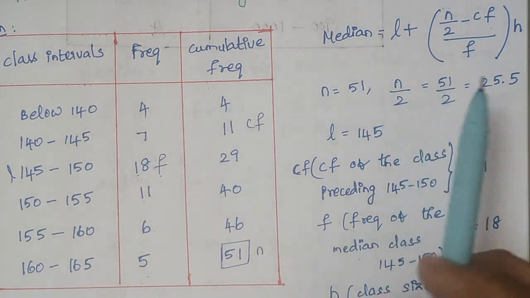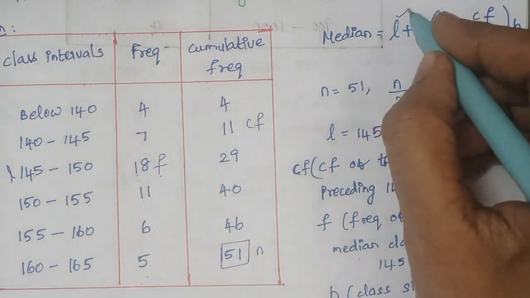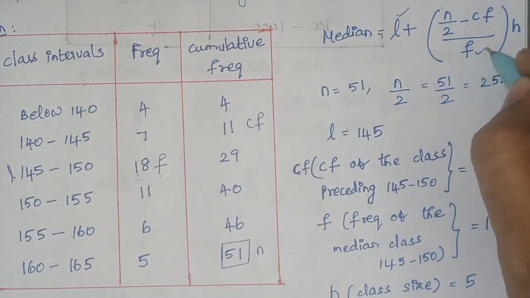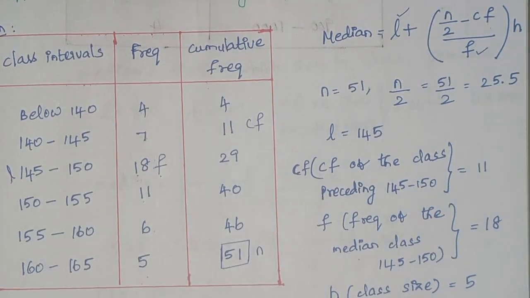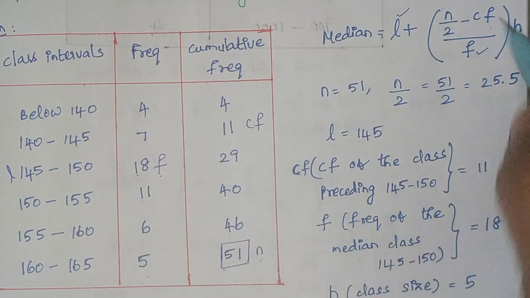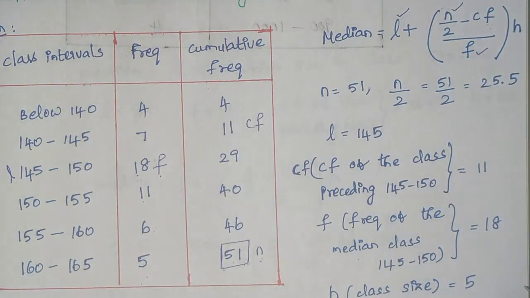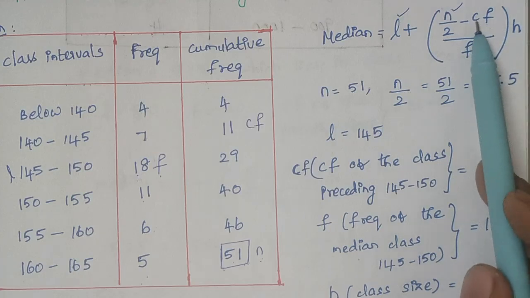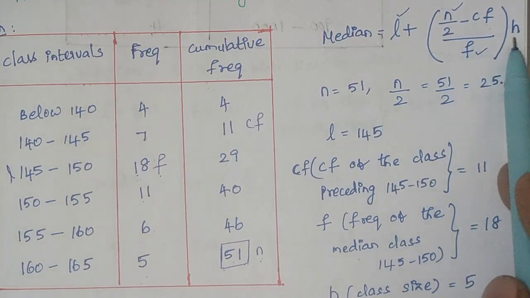Right. So here we know the value of L and we have calculated the value of f. And the next thing is the last value over here. This is your value of n. So n is nothing but 51. So we have calculated n also. And the remaining parameters are Cf, that is cumulative frequency, and h.